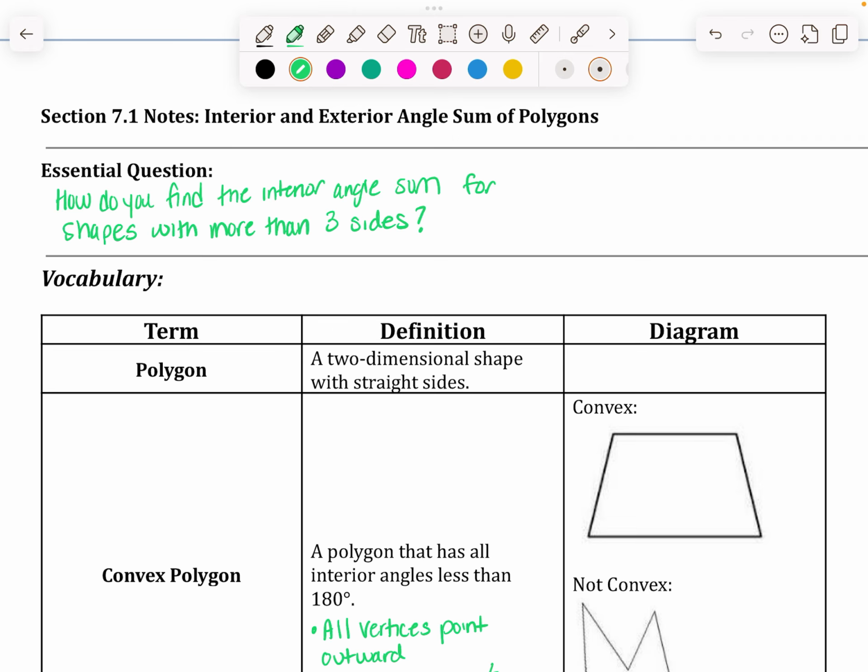We are starting Unit 7. Today we are going to look at just the first part of Unit 7, and we want to know how we find the interior angle sum for shapes with more than 3 sides. We already know that the angles inside a triangle add to 180 degrees, and we are going to use that today to figure out how to find the sum of the interior angles for the other shapes.